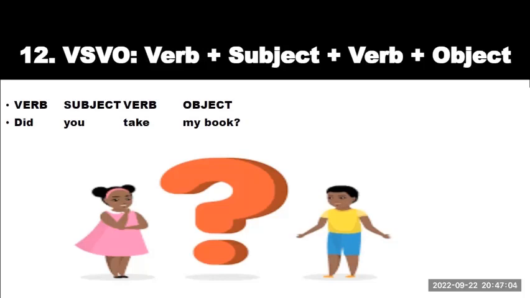Did you take my book? Did is an auxiliary verb. You is the subject in this sentence. Take is the main verb. And then my book is the object, okay?